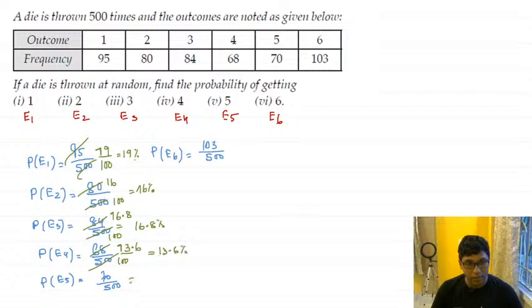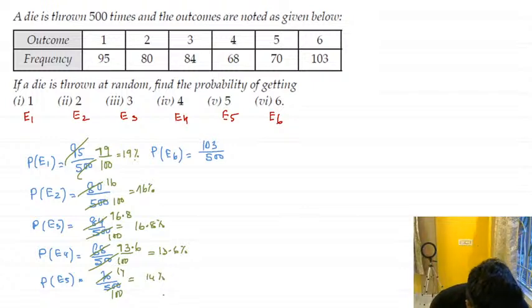13.6%. And then if I cancel out by 5, it's 100, 14, so that is 14%. Hi Manas, how are you? Hi Varun.